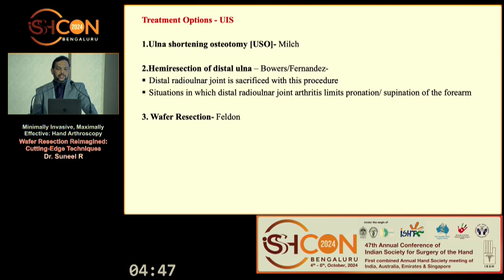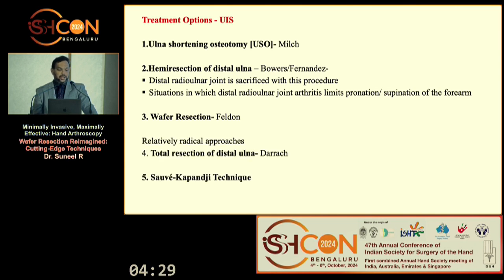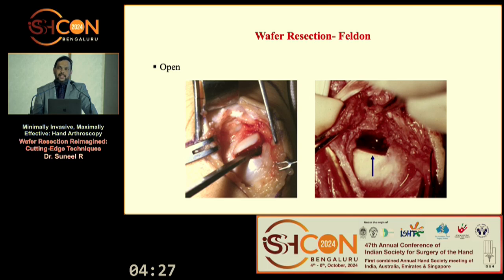So evolution of the treatment of this started with the ulnar shortening osteotomy described by Milch, which is a very good procedure. Then if your distal radial ulnar joint is arthritic with rotational limitation, then you can go for a hemiresection, and wafer resection was described by Feldon. There are some other radical procedures no longer indicated for this particular indication. So what exactly is this wafer resection?